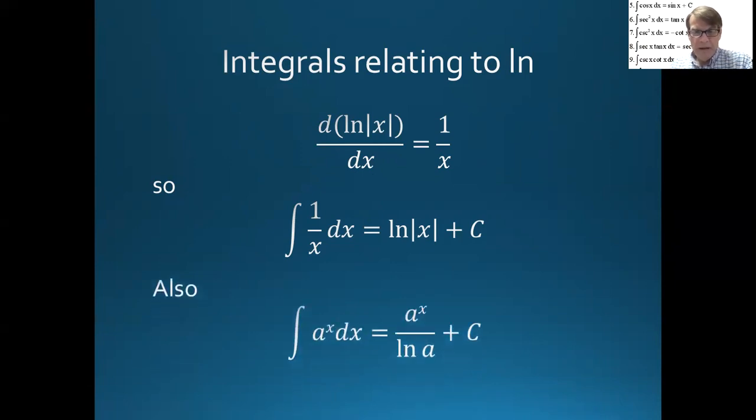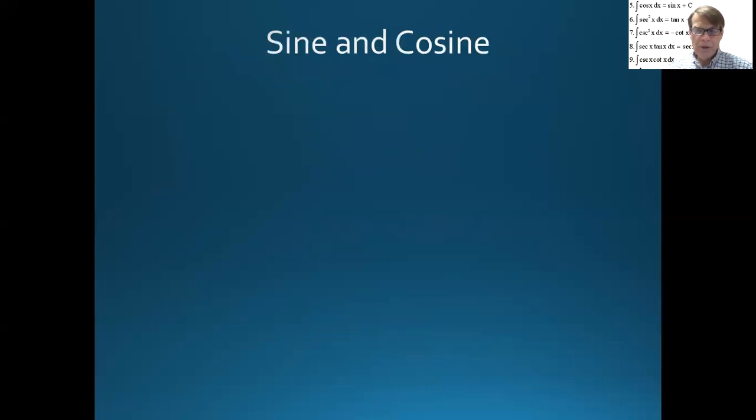Oh, here's another one. The integral of a to the x is going to be a to the x over the natural log of a, plus some constant. Why is this so? Because the derivative of a to the x is a to the x times the natural logarithm of a. And so if you go the reverse direction, the natural logarithm of a cancels out. Okay, things to memorize, to stick up here for a rainy day, a rainy integration day.